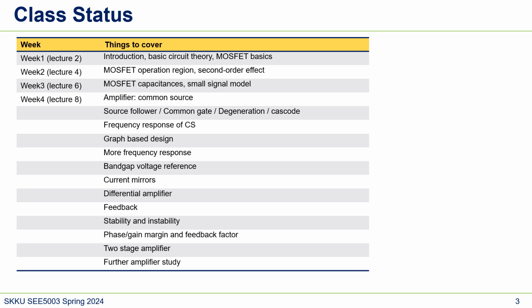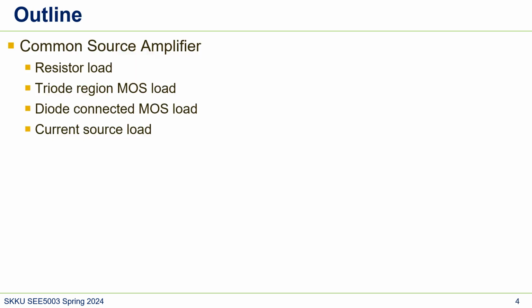And this slide shows our class status. We're here, amplifier, common source. And here's today's outline. We finally learned about actual circuit amplifier. This is like the most basic amplifier. And then we'll learn about 4 types of its load.